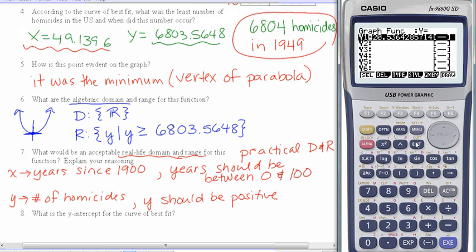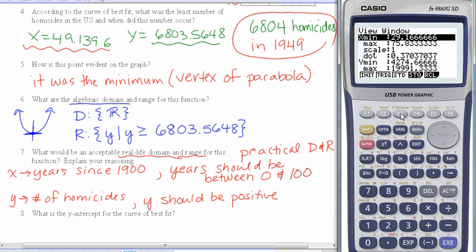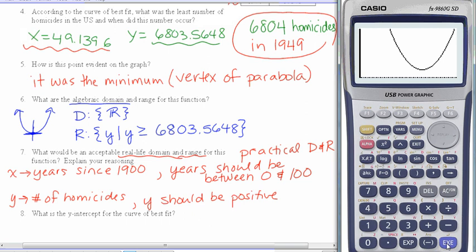Well, if I look at my view window, so I go Shift View Window, I can see my x-min was 29. I would need to make my x-min 0 to go all the way back to 1900 to get the y-intercept. If I do that, I can graph, and oh my, it's not even close to being in the picture, but if I hit Y-intercept, it'll still find it.